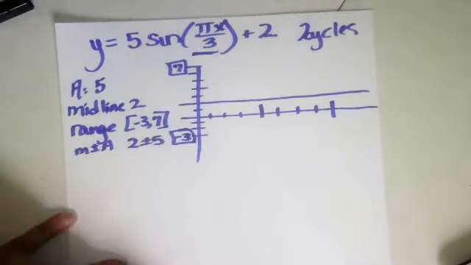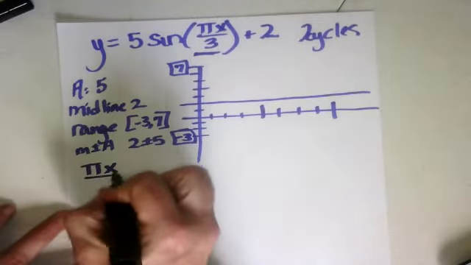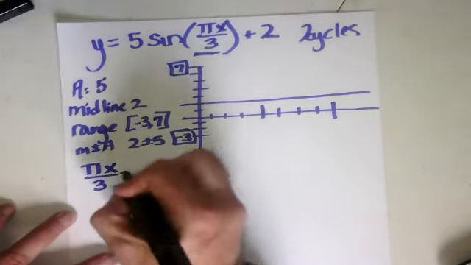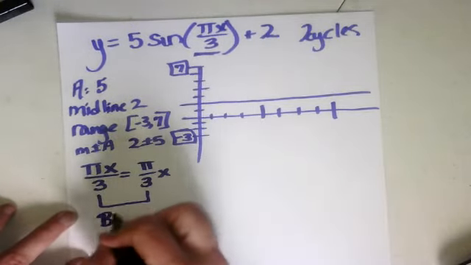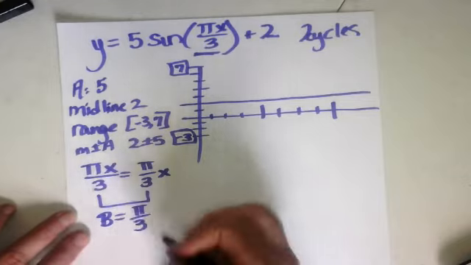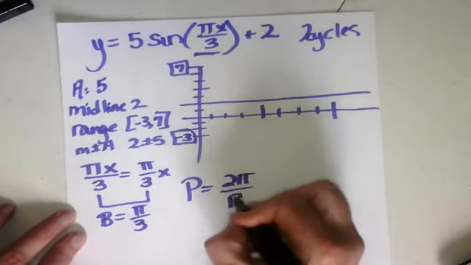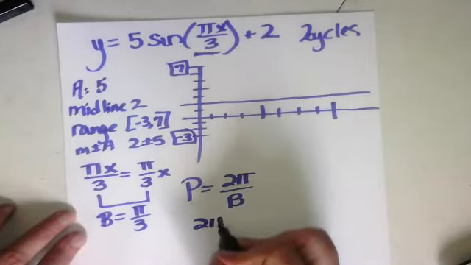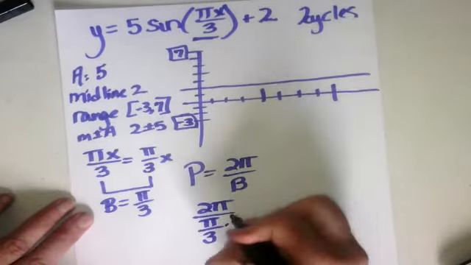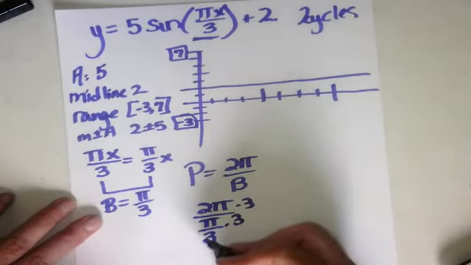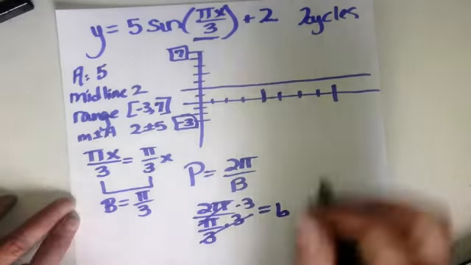So right now, my B value, so there was one question. Pi x over 3 is the same as pi over 3x. So either way, that B value is pi over 3. And then once we know what the B value is, that helps us to find the period, which is always 2 pi over B. So we would do 2 pi over pi over 3. We can't have a complex fraction, so we're going to times by 3. The pi's cancel out, and that tells me that one cycle will be 6.